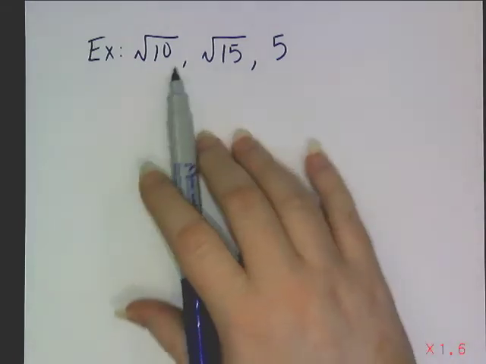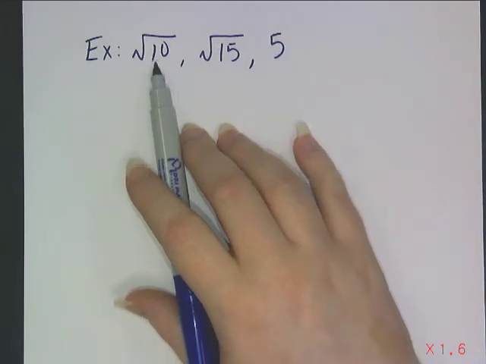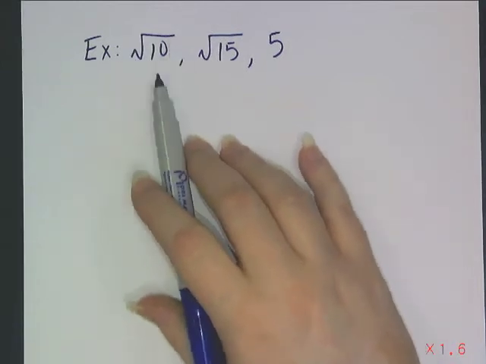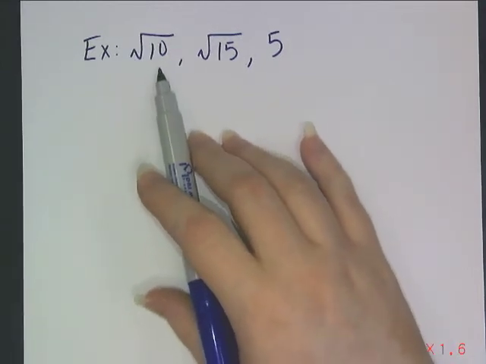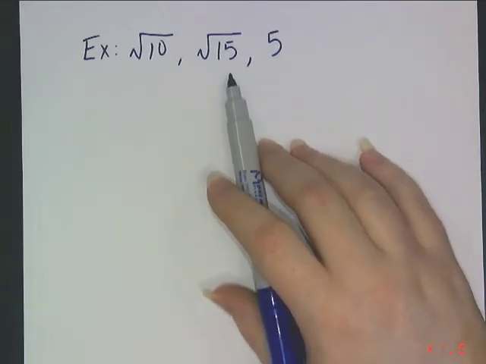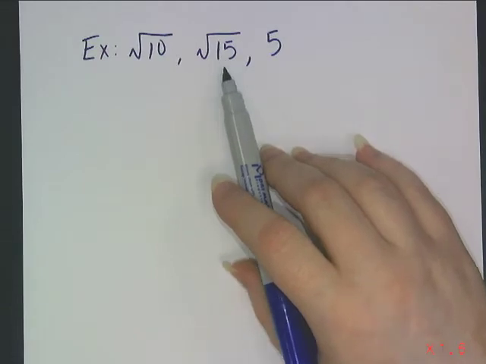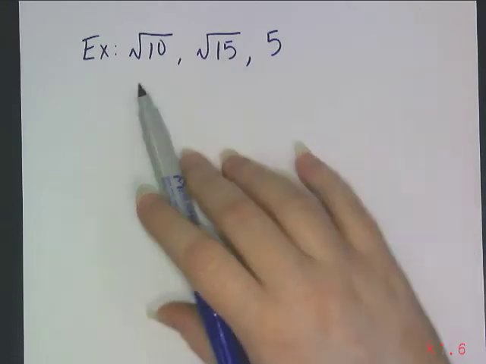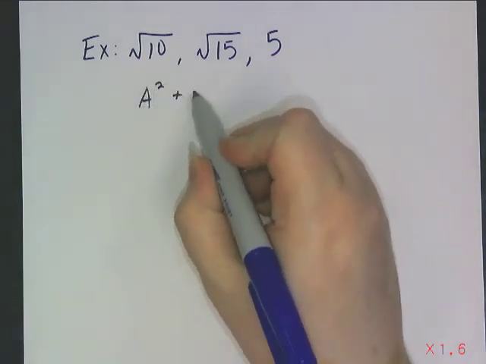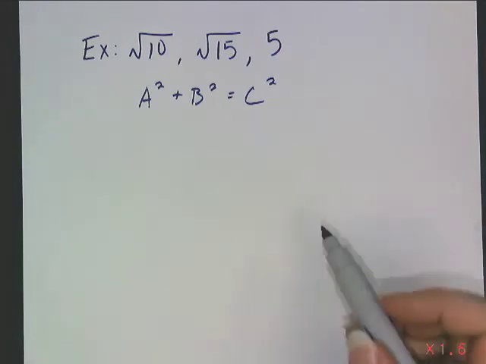So let's go back to talking about how we approximate our square roots. Since 10 is really close to 9, we know the square root of 10 is going to be really close to 3, the square root of 9. 15 is close to the perfect square 16, and so the square root of 15 is going to be pretty close to 4. Those are definitely both smaller than 5, so when I fill in my Pythagorean theorem, I can fill in 5 as the C value because I know it's the largest.